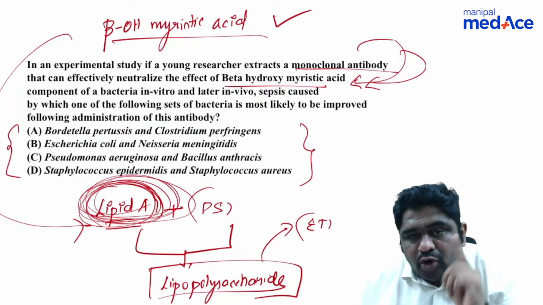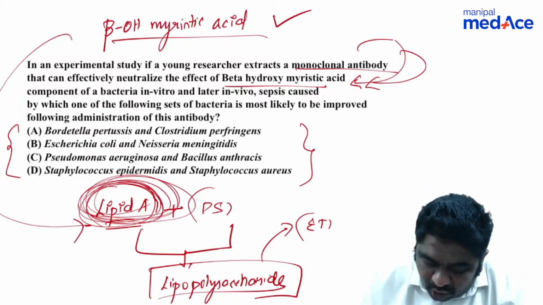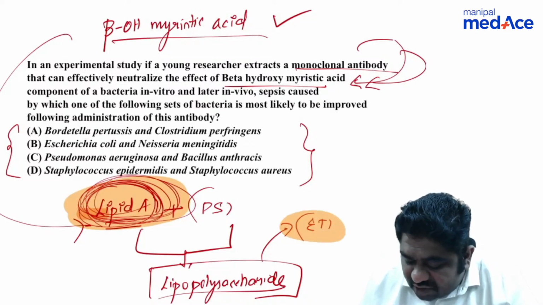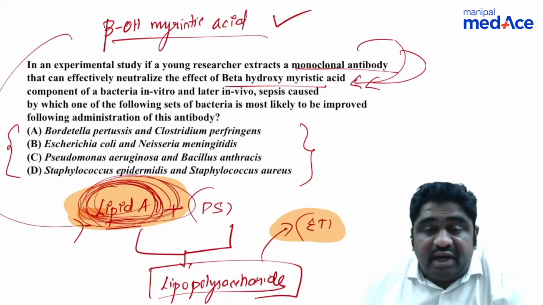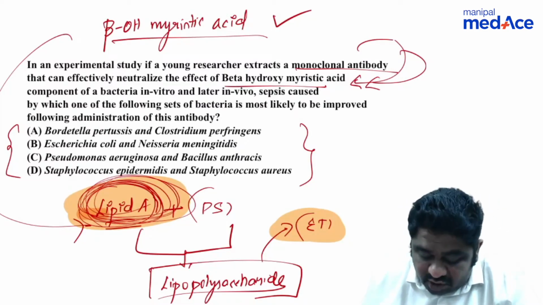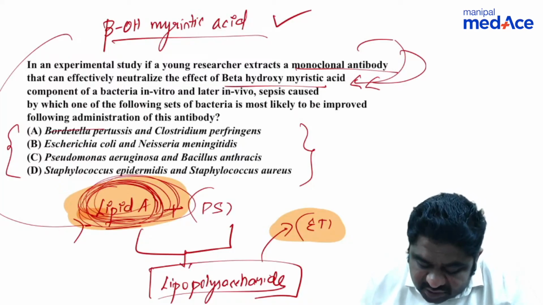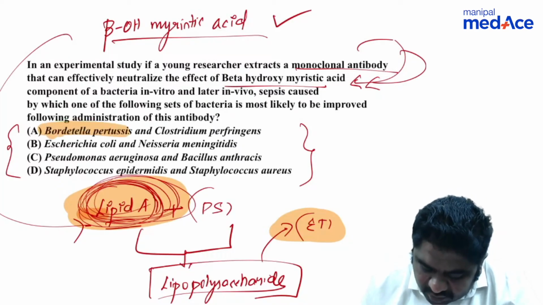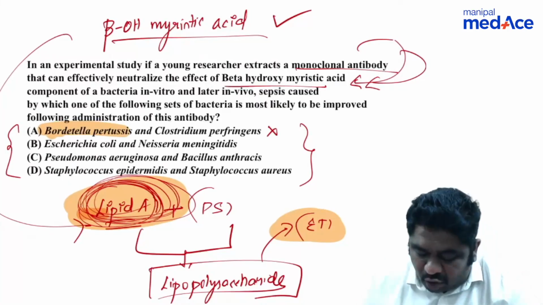You're looking for a monoclonal antibody which is trying to block the lipid A portion of the lipopolysaccharide, because of which the endotoxic property can be brought down. That can be a property of only gram-negative organisms. Now, look at option A. This Bordetella is a gram-negative organism, but Clostridium is a gram-positive organism.